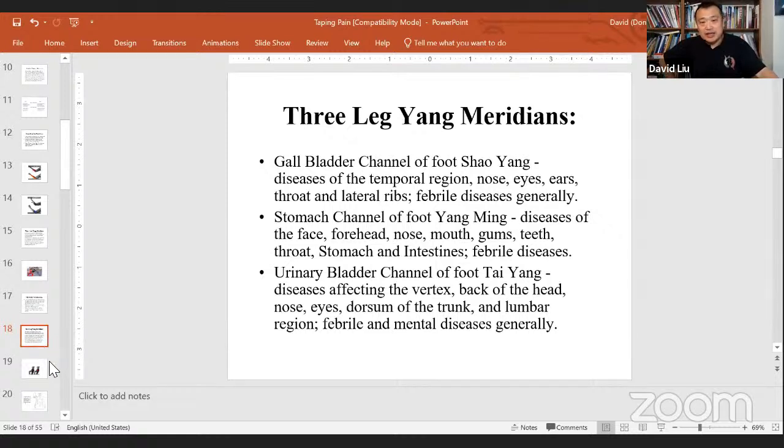For the 3 yang meridians, they are mostly frontal and lateral. We call the gallbladder meridian the lateral. So any IT band pain, lateral knee pain, or lateral rib pain, we can go to the leg yang gallbladder meridian. Or the stomach meridian, the most frontal meridian, for forehead headache, nose problems, even teeth problems. Then the urinary bladder meridian for back pain, lumbar pain, even headache. All those are yang meridian channels.